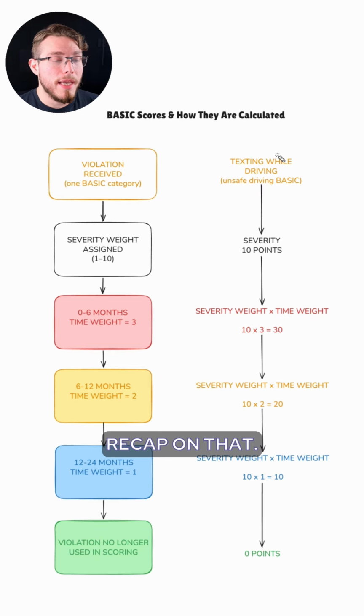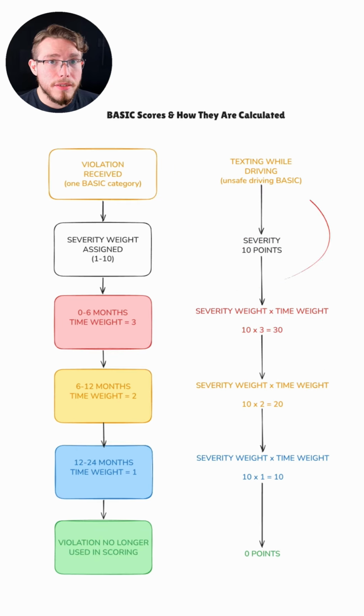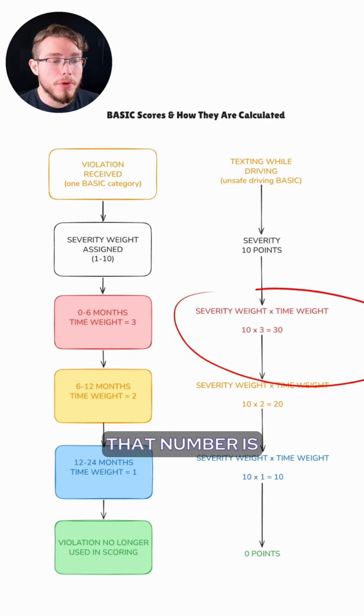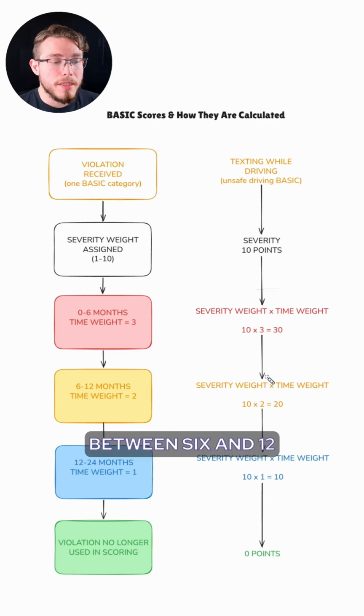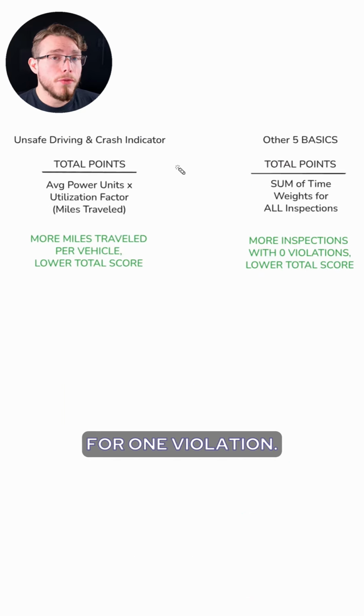So let's do a quick recap on that. You get a violation, it's assigned a severity weight, and then at 6 months, that number is multiplied by 3. Between 6 and 12 months, it's multiplied by 2. And then between 12 and 24 months, it's multiplied by 1. After 24 months, it's worth 0 points and no longer counts against you. And that's just for one violation. If you have multiple violations, they're all going to follow that same flow.